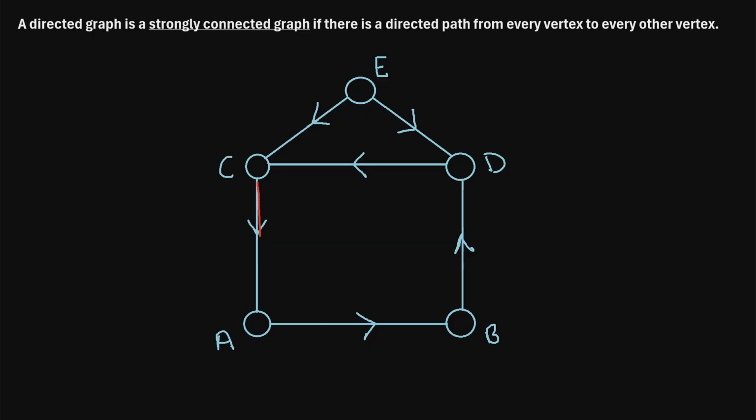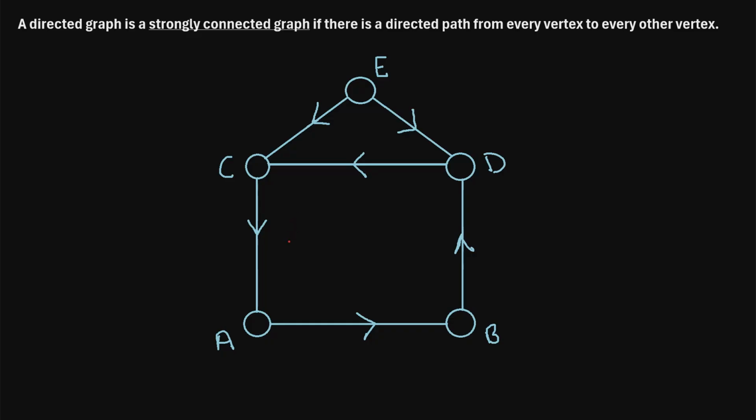So for example, if we consider this edge right here, we can see that the arrow on this edge is pointed to vertex A. So in other words, this edge is going from vertex C to vertex A. So there's a specific direction associated with the edge. And we can see that all of the edges in the graph have an arrow on them indicating their direction. So that's how we know this is a directed graph.